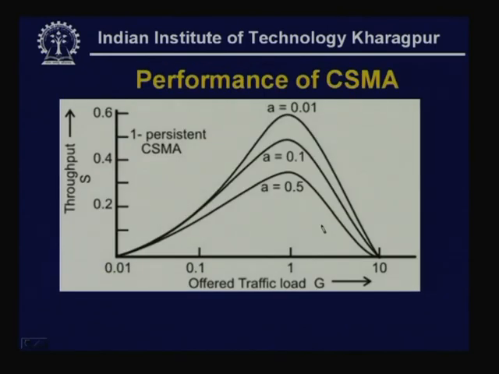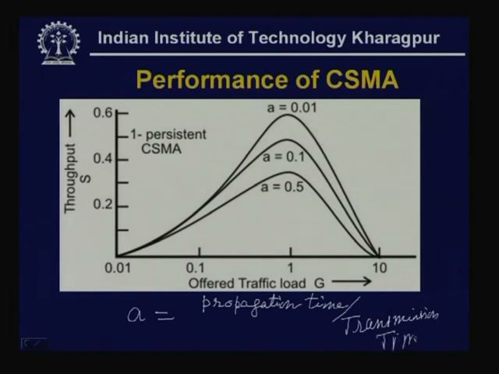However, the throughput depends on a parameter known as A, where A is equal to propagation time by transmission time of a packet. So, this ratio, propagation time by transmission time, plays a very important role, and that decides the throughput.